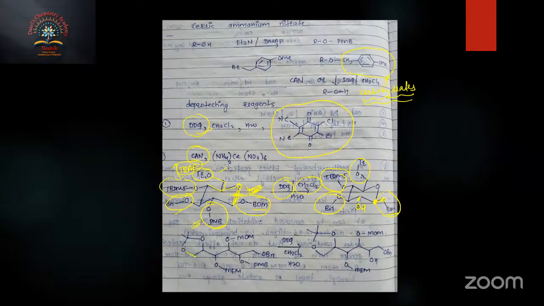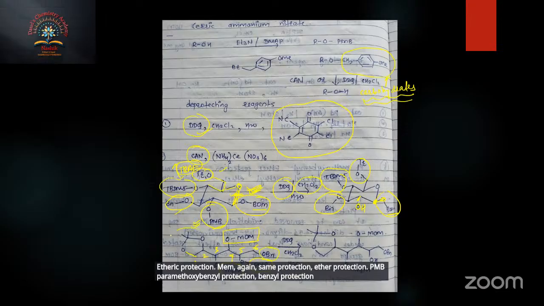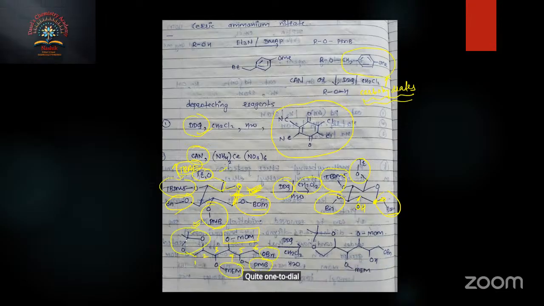Another example here. Here, see 1, 2, 3, 4, 5, and 6. So here we have 6 OH groups again, and all are protected with different protecting groups. So oxygen is protected in the form of MOM. It is again an ether protection. MEM, again the same, ether protection. PMB, paramethoxybenzyl protection, benzyl protection, and this is a 1,2-diol protection by acetone. So see, this is CH3, CH3, and C-O protection.